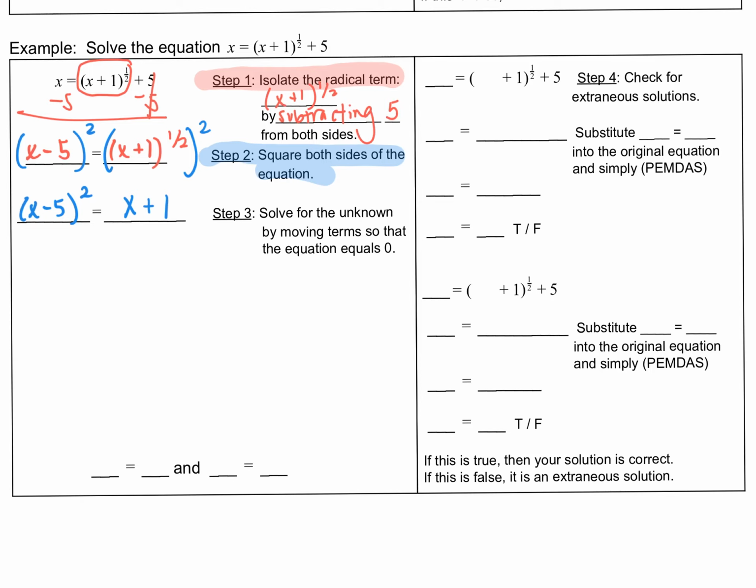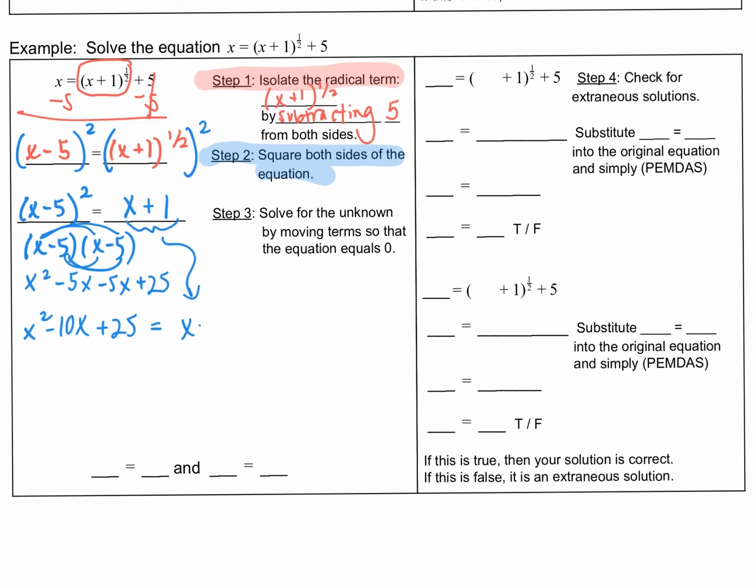Now, before I can move on to step 3, it might help to simplify this a bit more. I want to remember that if I have x minus 5 squared, that's the same thing as x minus 5 times x minus 5. So I need to multiply all of this out before I can really move forward. So first, outer, inner, and last. So on the left, I'm going to have x squared minus 10x plus 25, and then equaling this right side here.